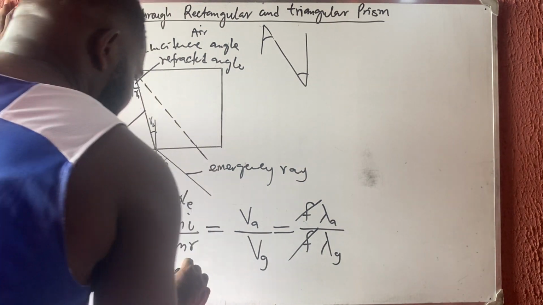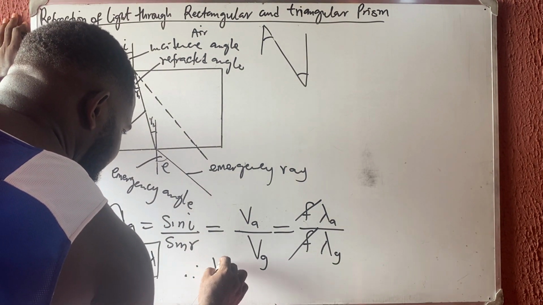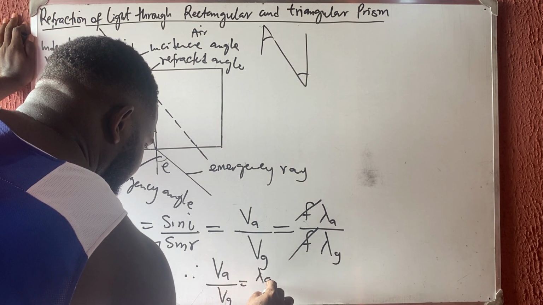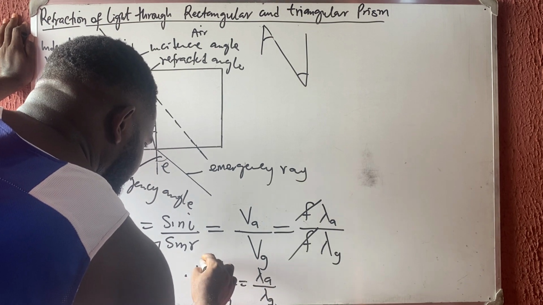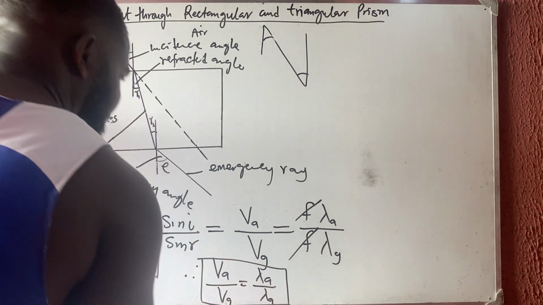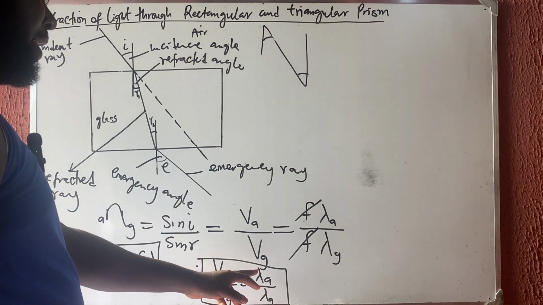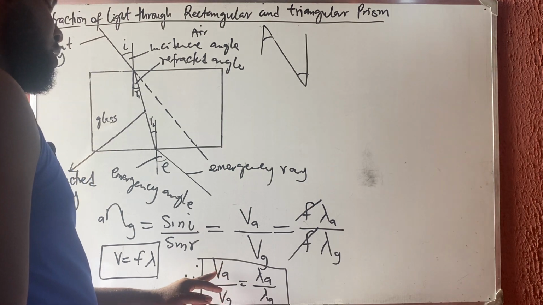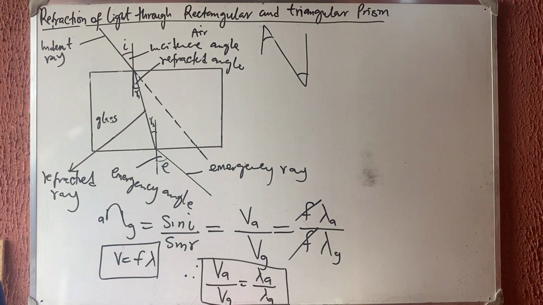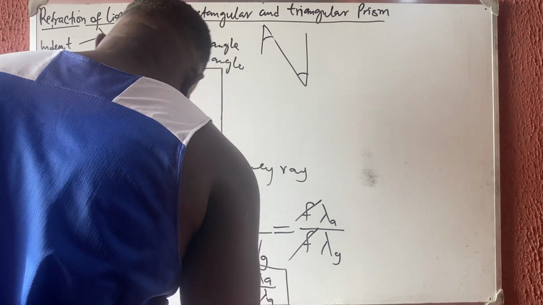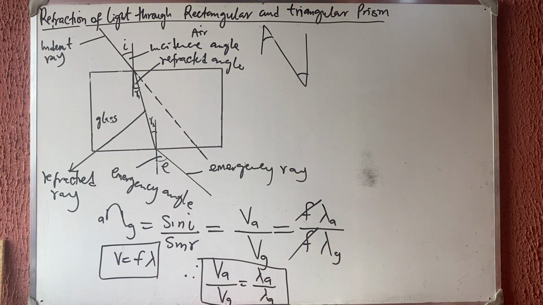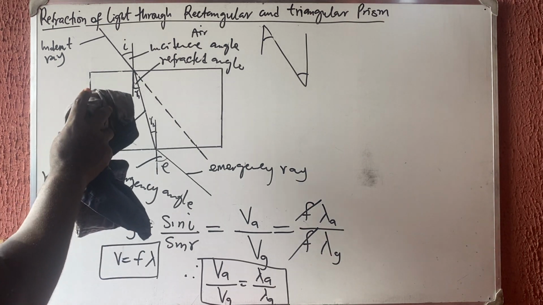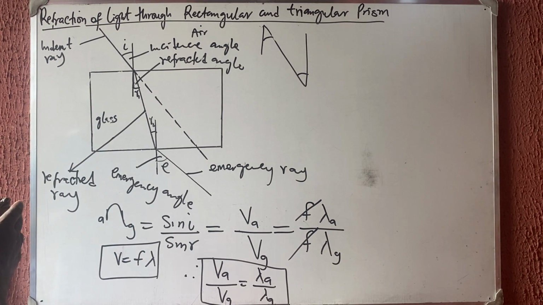So therefore, this gives us an important formula: V of A over V of G is equal to lambda of A over lambda of G. This is an important formula to note, please. Very, very important. The wavelength in air over the wavelength in glass is equal to the velocity in air over the velocity in glass. And you know that the speed of light is 3.0 times 10 raised to power 8. Don't forget that. This is for the rectangular glass prism.